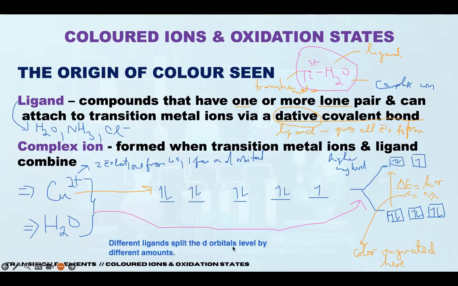So different ligands split the orbital level by different amounts. Let me just complete this thought here. Different ligands split the orbital level by different amounts, so different ligands may cause different colors to be absorbed, right? Do you guys follow that? This last point is a key takeaway from this slide. So different ligands may cause different colors to be absorbed. Boom.